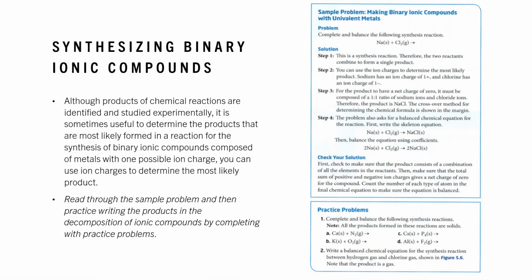Synthesizing binary ionic compounds. Although products of chemical reactions are identified and studied experimentally, it is sometimes useful to determine the products that are most likely formed in a reaction for the synthesis of binary ionic compounds composed of metals with one possible ion charge. You can use ion charges to determine the most likely product.